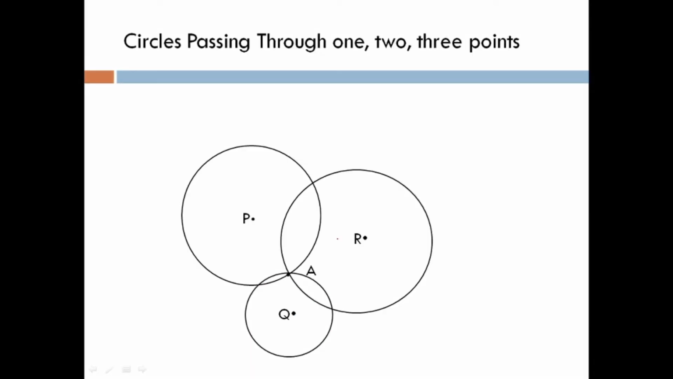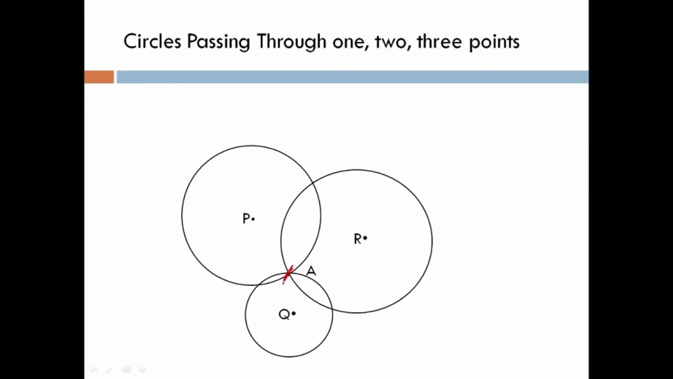So now let's see how many circles can pass through 1 point, 2 points, or 3 points. First, just observe this diagram and try to analyze which is the only one point from which all the three circles are passing. According to me, in this diagram there is only one point from which all the circles are passing, that is the point A here.